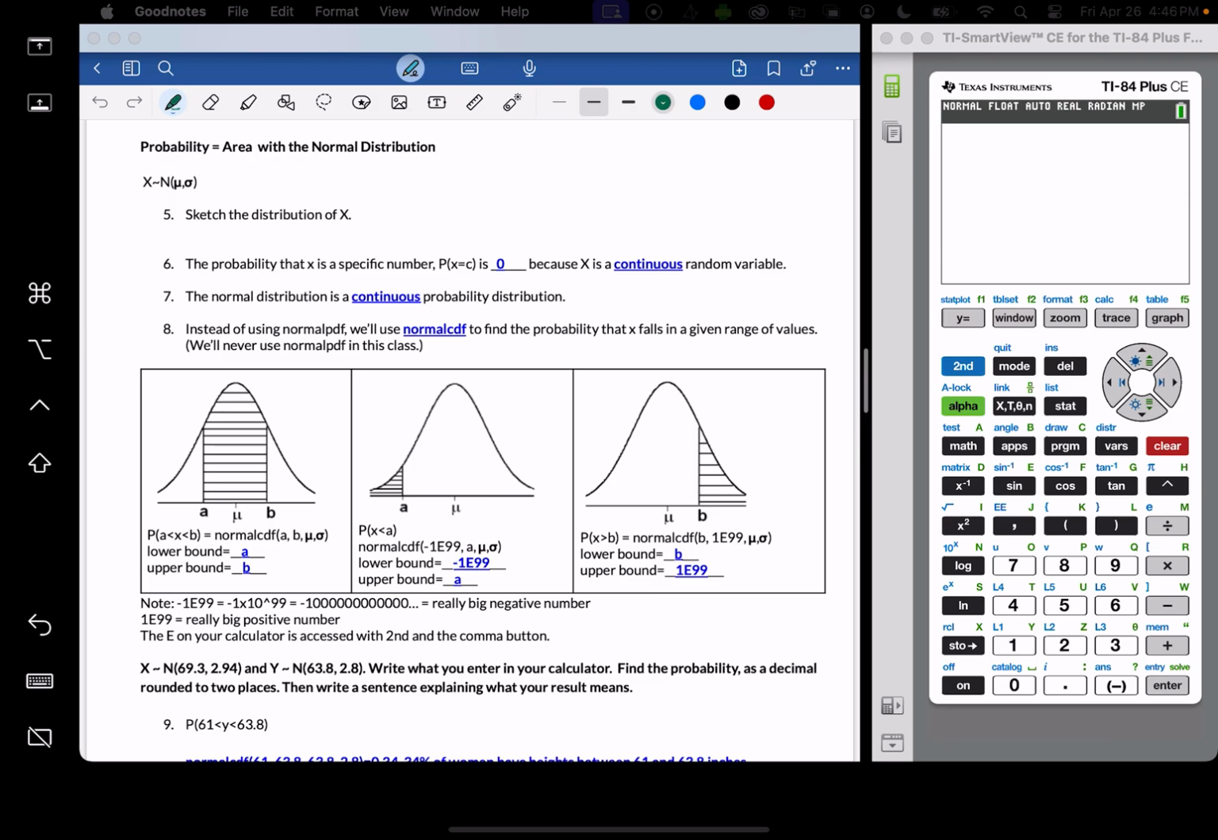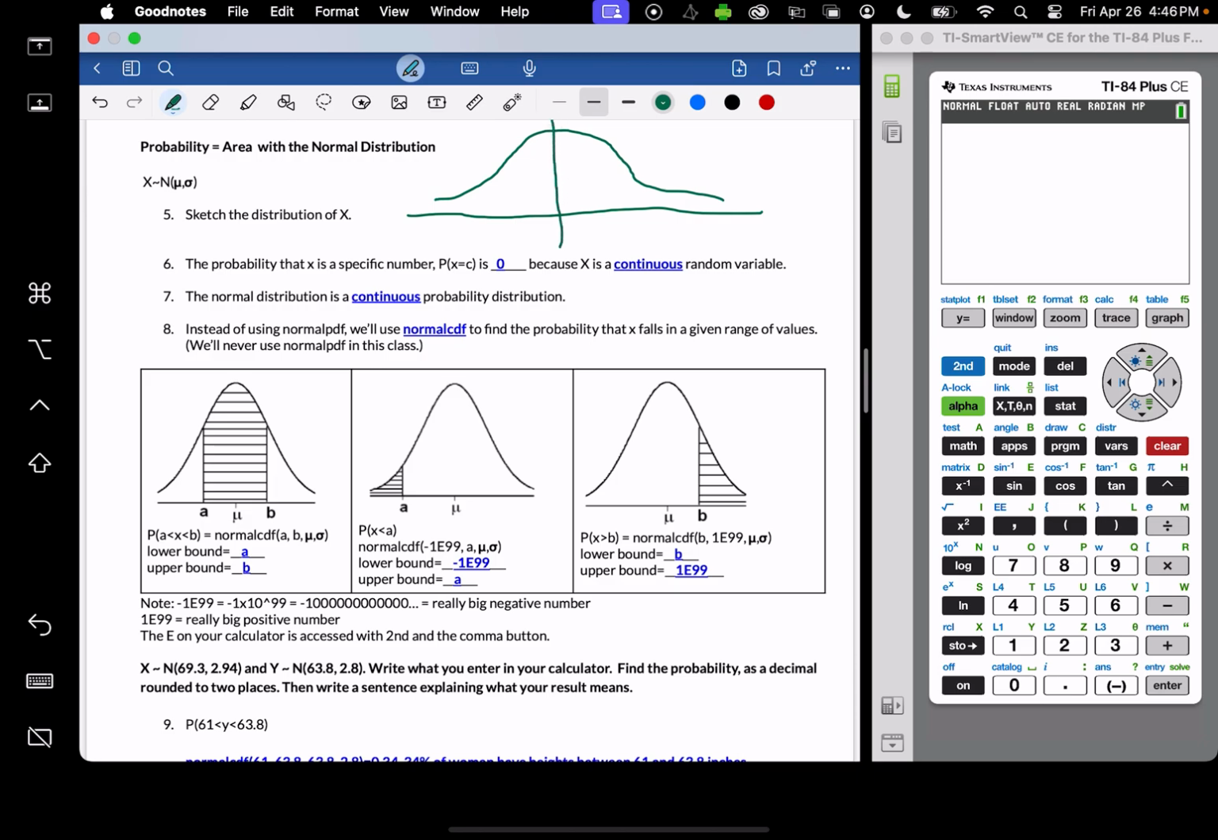I noticed that question 5 is not filled in for the answer key. Sketch the distribution of x. So here's what I would like you to do if a question like that comes up. Just draw a nice bump. Try to make it symmetric. Notice how badly I do. And then make a center line. Center line should be labeled mu.